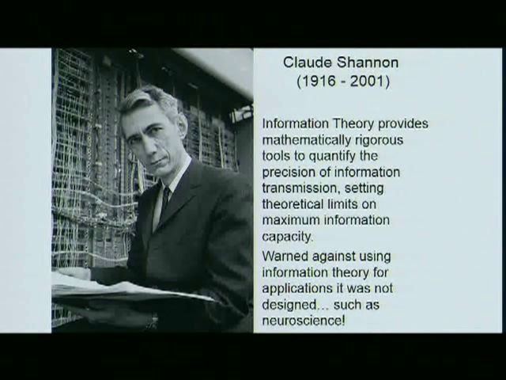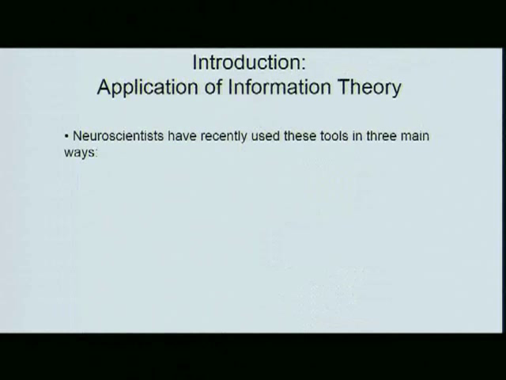And he actually advised against using information theory for other applications that it wasn't designed for, such as neuroscience. But we're just going to take that with a grain of salt and do it anyway. And we're not the first ones. It's been going on for a few years now, so we're going to talk quickly about a few different ways that information theory has been usefully applied to neural coding.